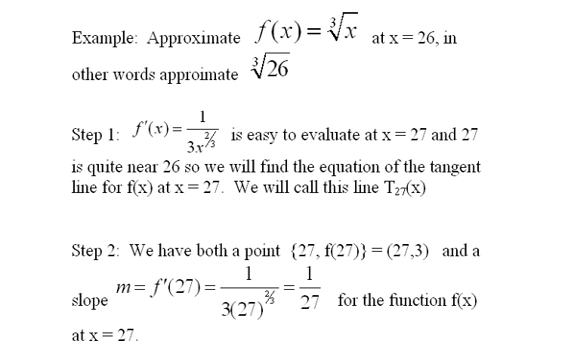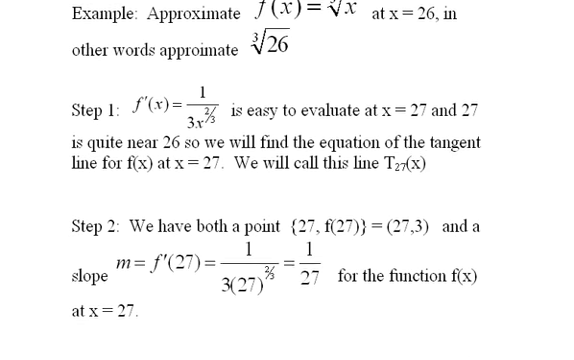And we have a point already, right, on the function. We have 27 where we're finding the tangent line, and the function of 27, which is 3, so the point is (27, 3). Very easy to find, right? And we have a slope at x equals 27, which is 1 over 27 for the function at x equals 27. So we have a point and a slope.